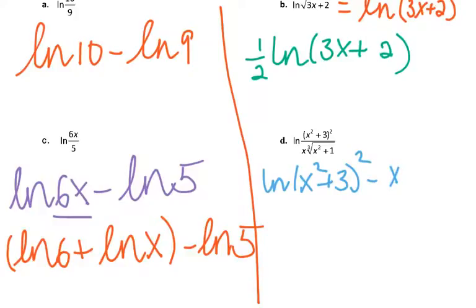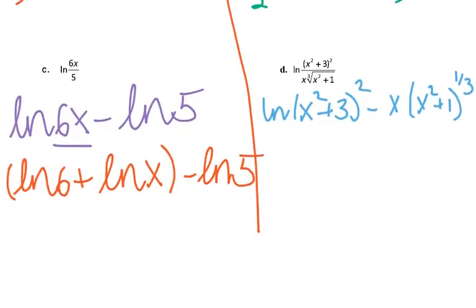I'm going to rewrite the radical so later on I don't have to. So x squared plus 1 to the 1 over 3. Okay, so now we see this is division, and now we're going to come back and start breaking it down one by one. I'm looking at the first one. I see the power rule. So I'm going to bring down the power, which is 2 natural log of x squared plus 3. Okay.